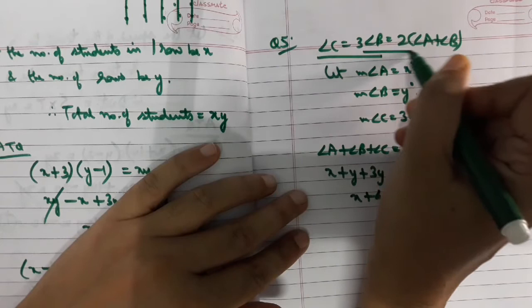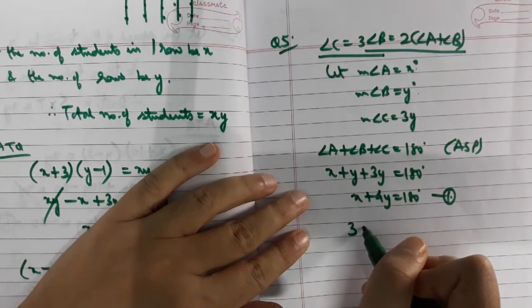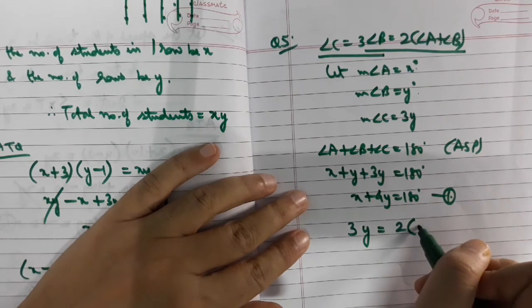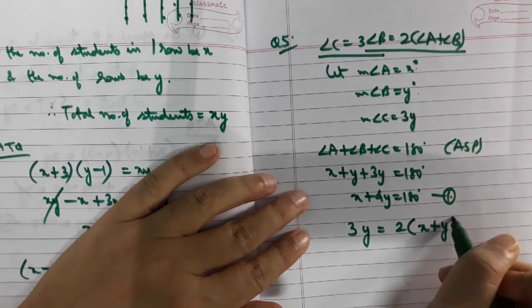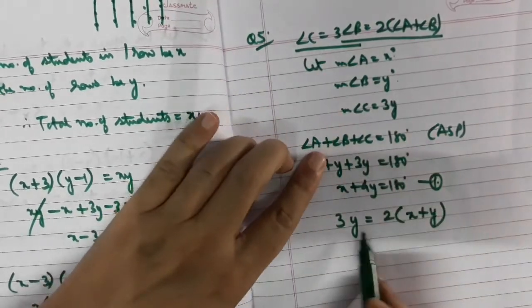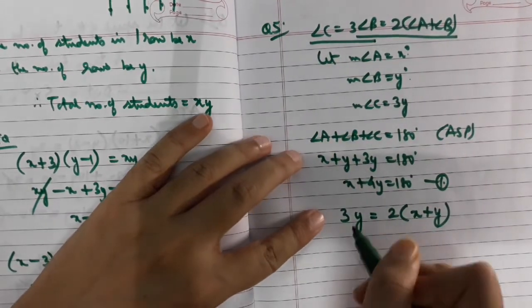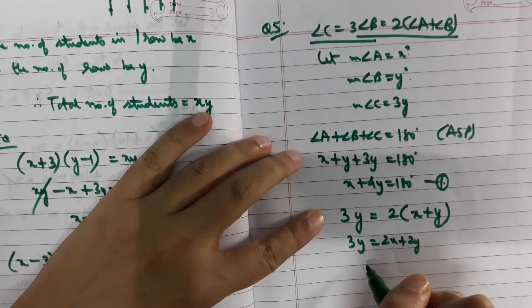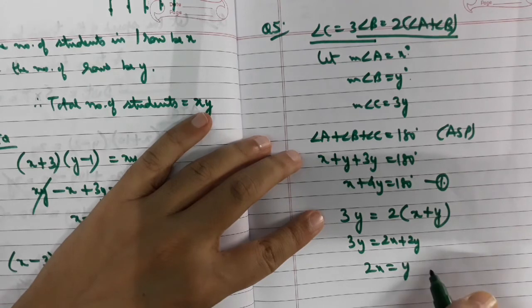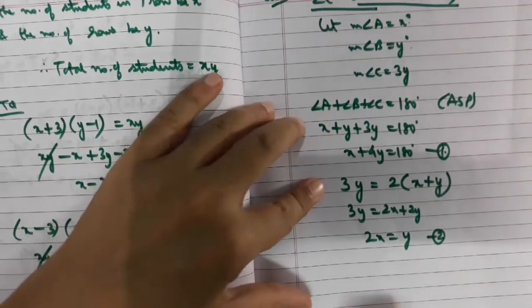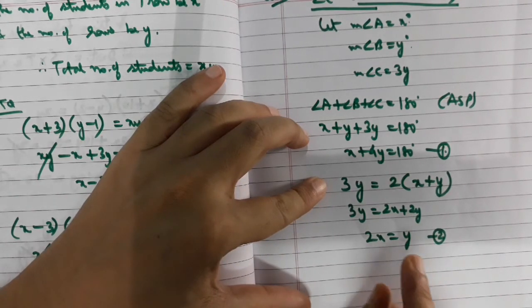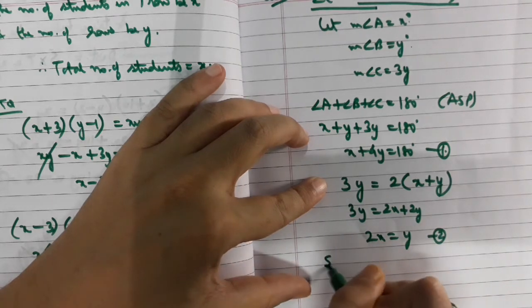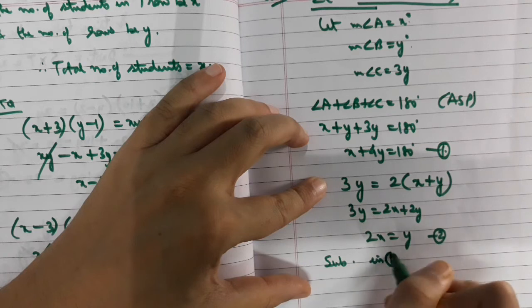Now over here let us take this. It is given 3 times angle B, angle B is y, is 2 times angle A, that is x, plus angle B, that is y. So from here we obtain that 3y is equal to twice of x plus y, or 3y is equal to 2x plus 2y. So we obtain 2x is equal to 3y minus 2y, that is y. This is the second equation. Now this can be done by any method, but here substitution would be the simplest because y is 2x.